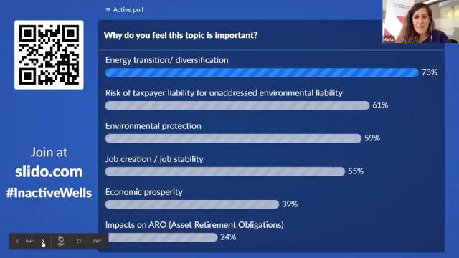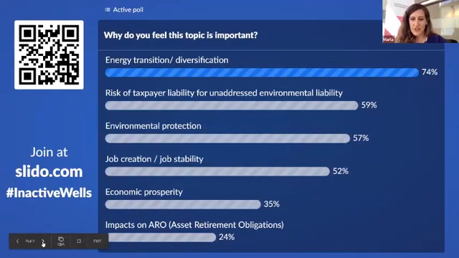Yeah, it looks like a lot of people are seeing this as a really key element to the whole energy transition and diversification. It's part of our path forward. We need to take the assets that we have today and be able to repurpose them for what we need to use them for tomorrow. I'm not surprised that that's the answer, but it's interesting to see how strongly that's coming out.